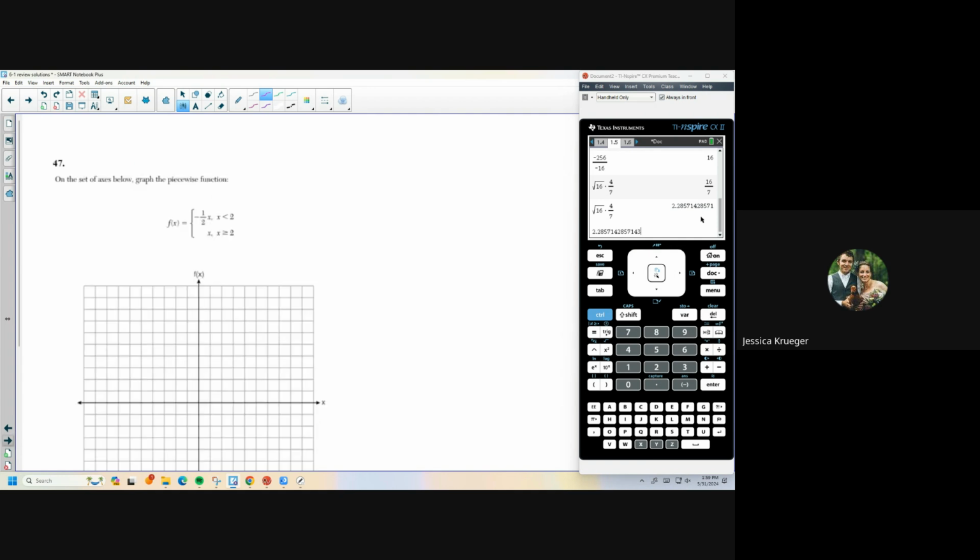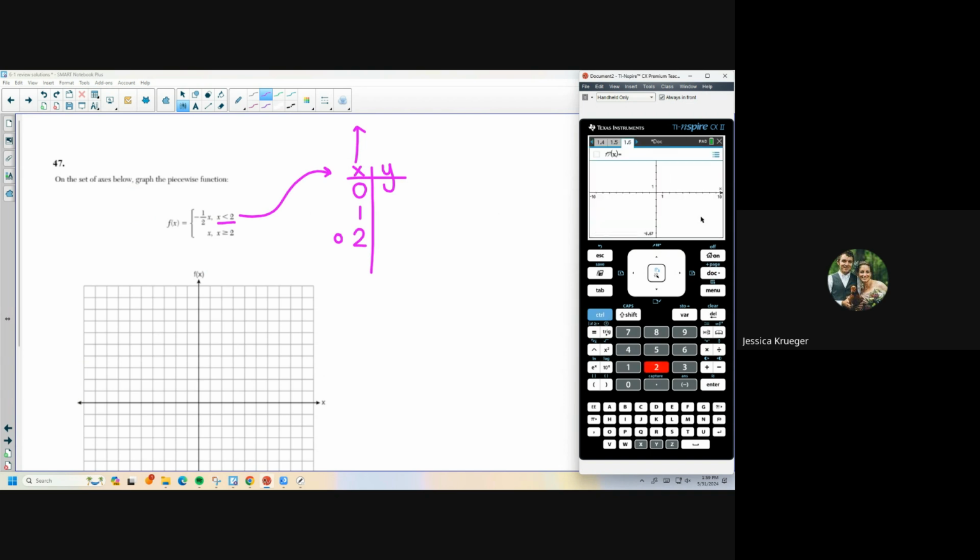On the set of axes below, graph the piecewise function. So I'm going to start with this first piece. It's telling me I'm graphing this for x's below 2. So numbers below 2 would be 0, 1, 2. Because this doesn't include 2, I need an open circle here. And since it's below 2, I'm going to keep going.